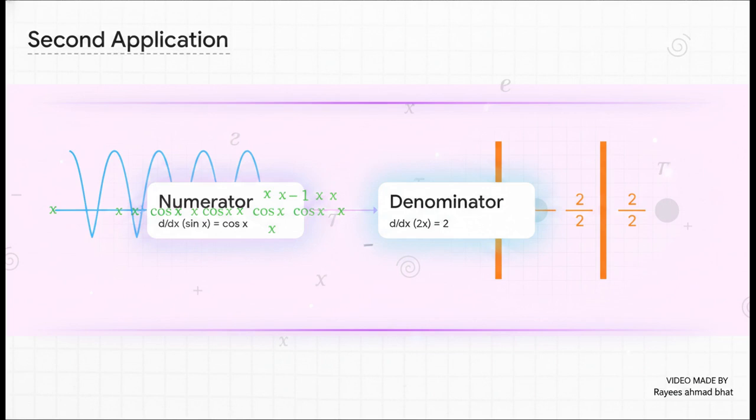Step 1. Differentiate the new numerator. The derivative of sine x, as we know, is simply cosine x. Step 2. Differentiate the new denominator. The derivative of 2x is just the constant, 2. Look at how much cleaner that is. Our function has beautifully evolved once again.